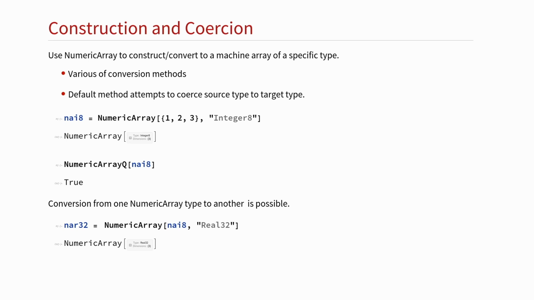Here's my list of 3 numbers. I call it numeric array, and I give it the type of the thing that I want to compress down to. Okay. This then makes a machine array where each of these is represented as a signed 8-bit integer. Okay. And this is the predicate that can be used to test that that is actually a numeric array. And then I can convert from one numeric array type to another. So this converts this integer 8 format into a real 32 floating point number. So I just specify my numeric array that I've made up here. I give it as argument to a numeric array, and I specify the target type. And I get this new numeric array with the real 32 type instead of the integer 8 type.